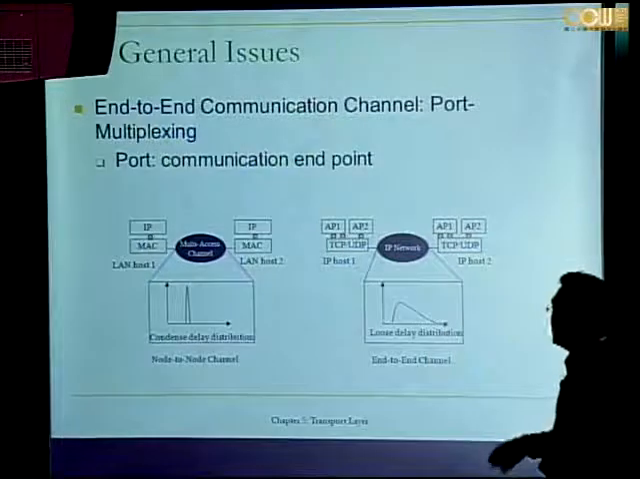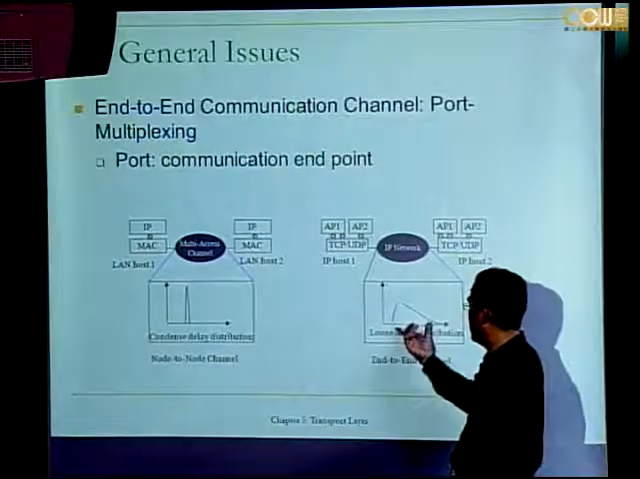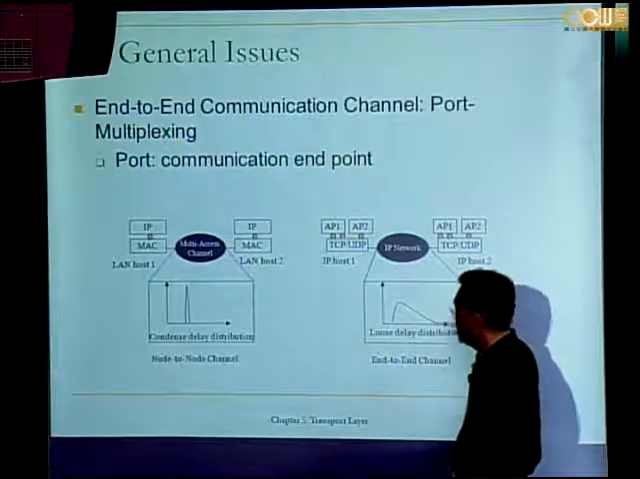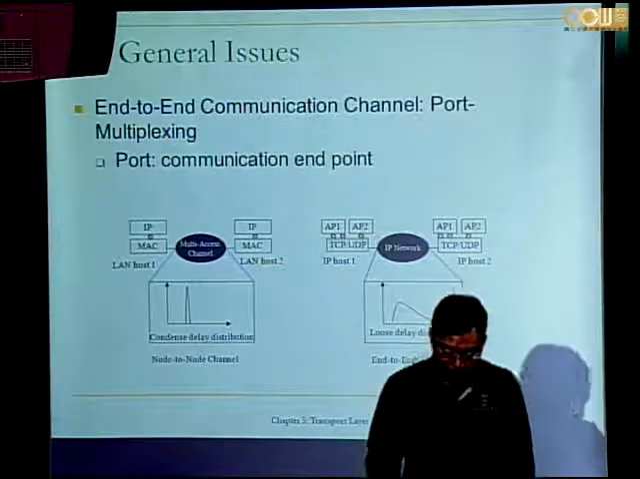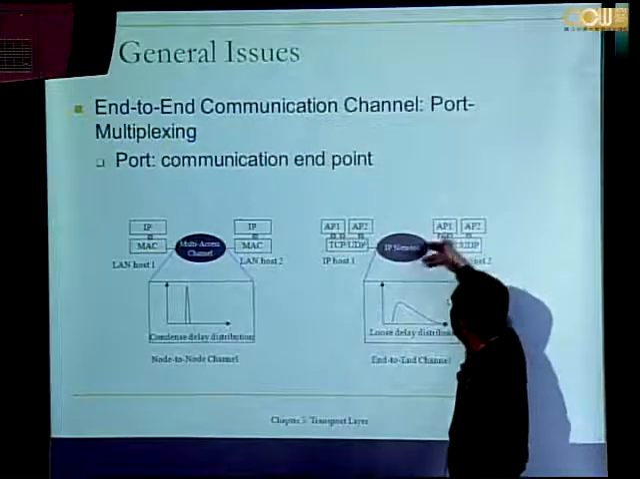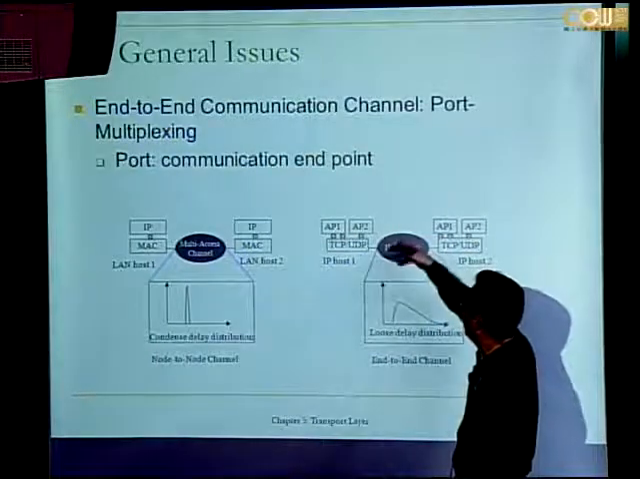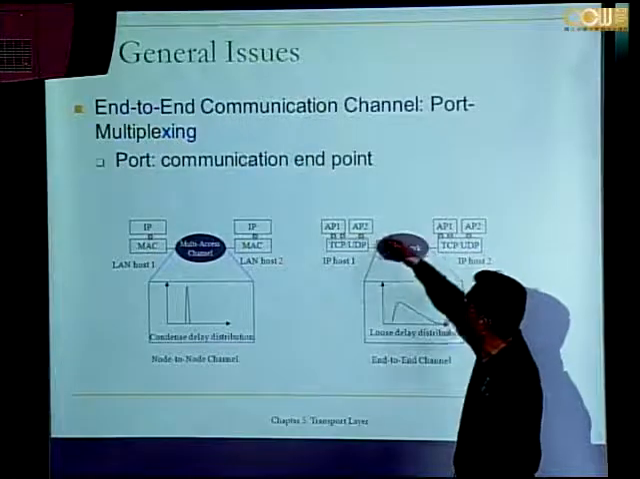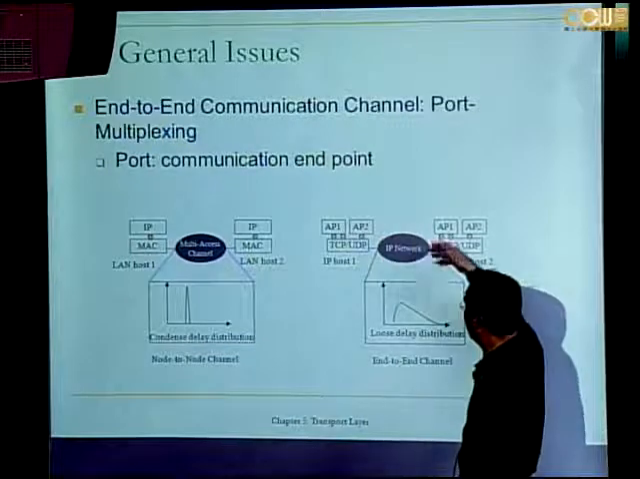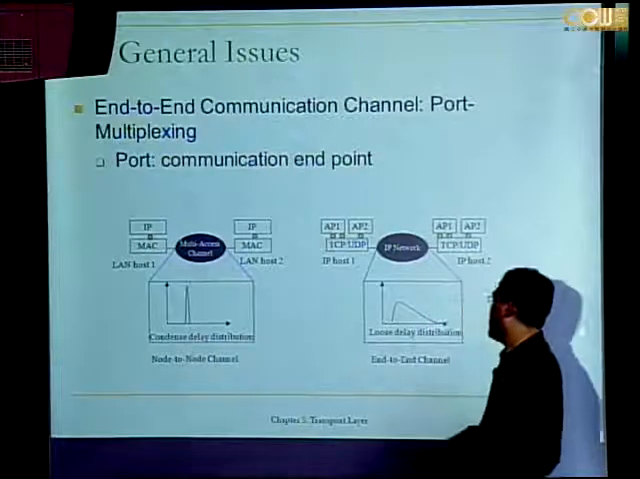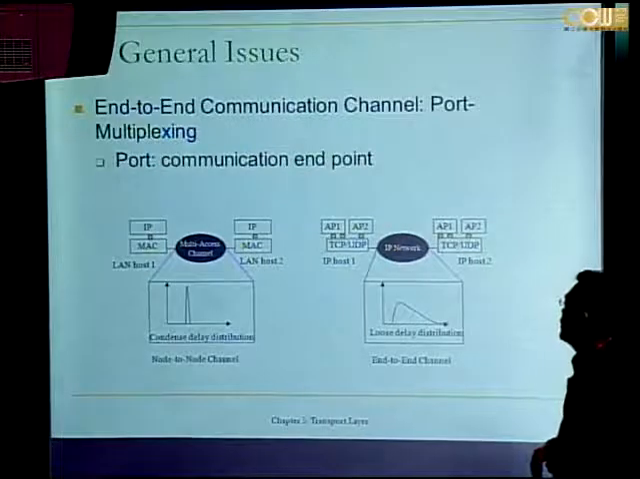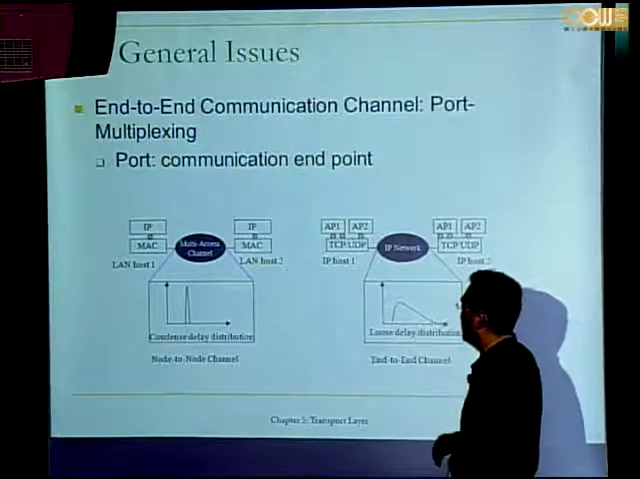However, in the end-to-end channel, you will see that the delay distribution is quite loose. It would look like this kind of distribution with a long tail, because it's multi-hop, with multiple links concatenated together. Two hosts are connected by a network, and along the path there could be many links and many routers. So the delay distribution will be quite loose, possibly with a long tail. That's one characteristic we have.